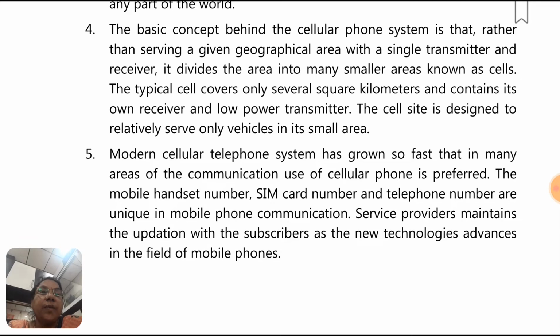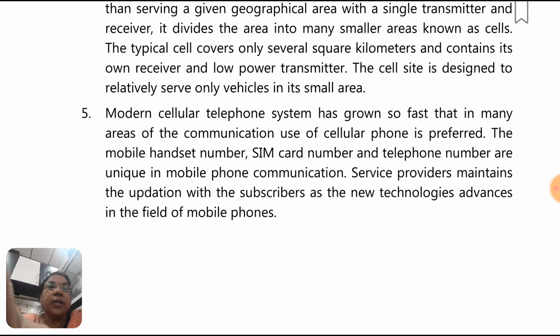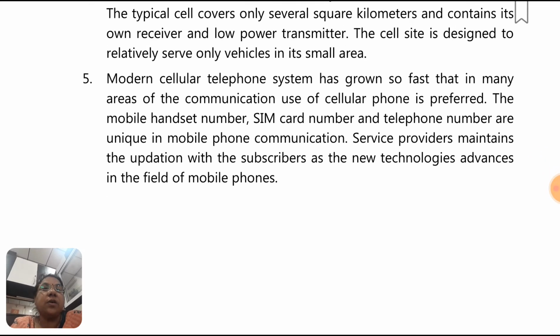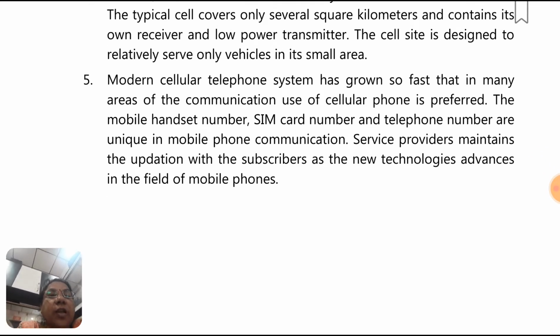The basic concept behind the cellular phone system is that rather than serving a given geographical area with a single transmitter and receiver, it divides the area into many smaller areas known as cells. The typical cell covers only several square kilometers and contains its own receiver and low power transmitter. The cell site is designed to serve only vehicles in its small area.